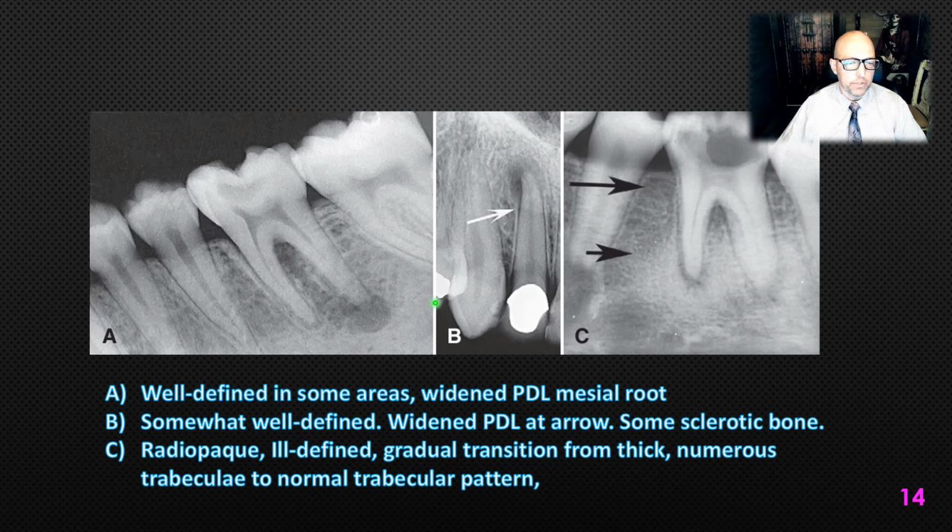All right, a few more examples here. This one shows how it's very well defined in most areas, maybe a little bit ill-defined here toward the mesial. This is a good example of showing how it communicates with the PDL space. The PDL space kind of widens around it. The same thing happens on this lesion right here. And so that's a good thing to look for, a good sign for periapical inflammation. If you suspect something's coming from the periapex of the tooth, it should first start to widen the PDL space and emerge from there.